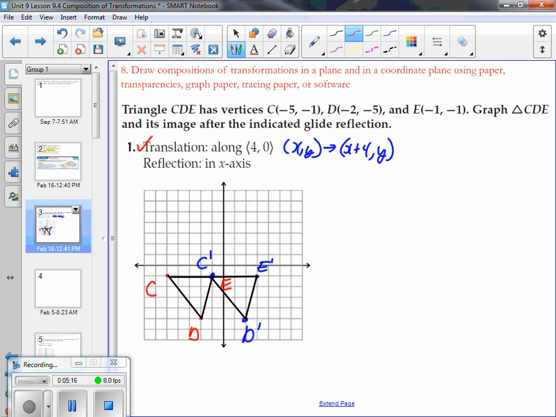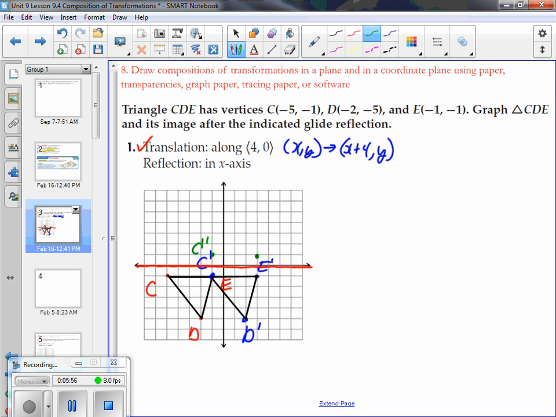And there's our translation of triangle CDE. But we're not finished. Now we have to reflect this in the x-axis. Well, here's the x-axis. Okay, so maybe you remember the rule. It'd be nice, wouldn't it? That when you reflect in the x-axis, the x-coordinate stays the same, but the y-coordinate changes signs. Or you can just count spaces. Look at C prime. Since C prime is one space below the line of reflection, C double prime will go straight up one space above. So there's C double prime.